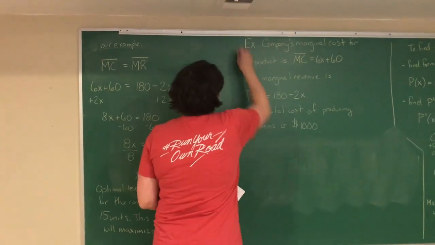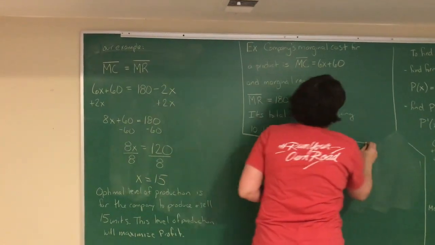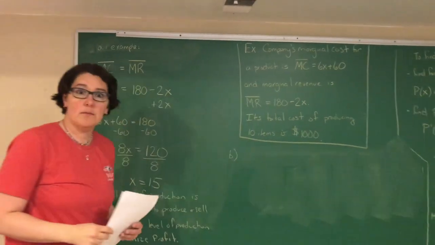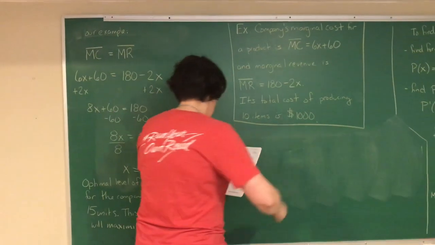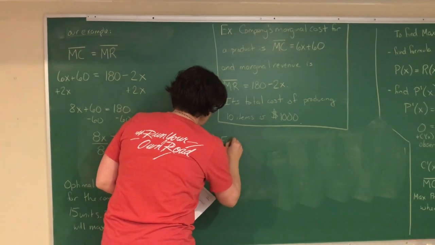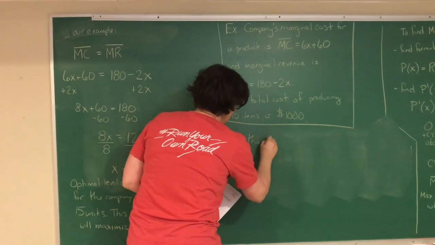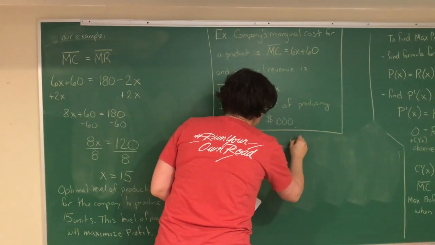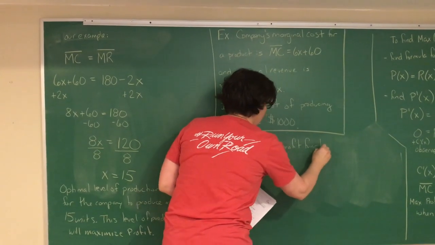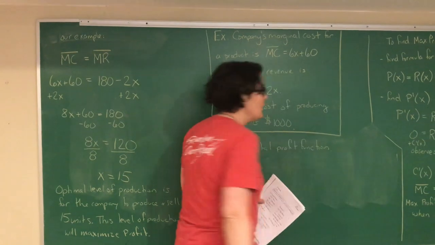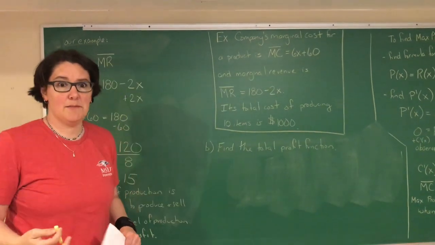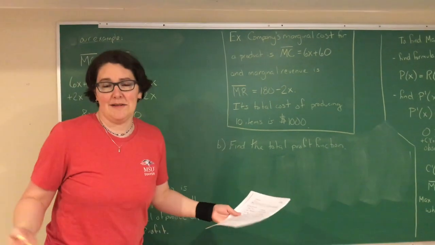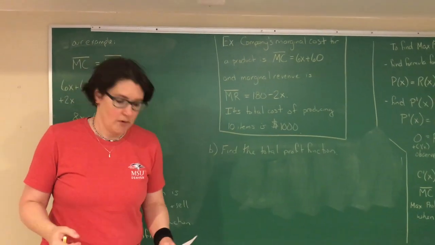I'm going to leave the original problem up here so we still can refer back to it. In part B, the second question we are going to ask is, we would like to find the total profit function. Okay. So while we did not need that to determine the optimal level of production, we still may want to have a total profit function.